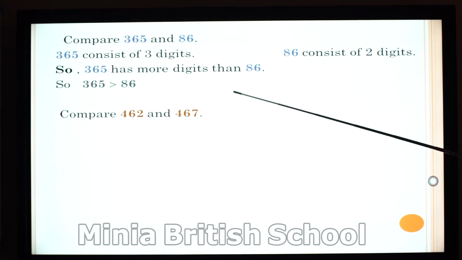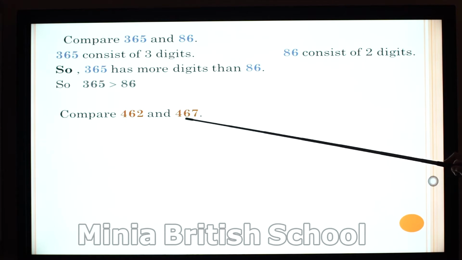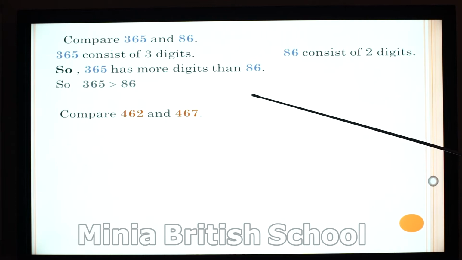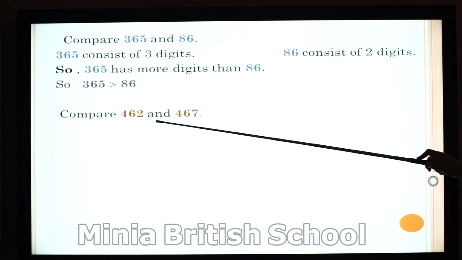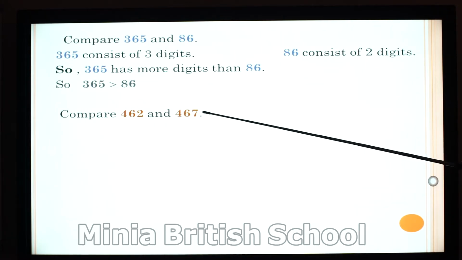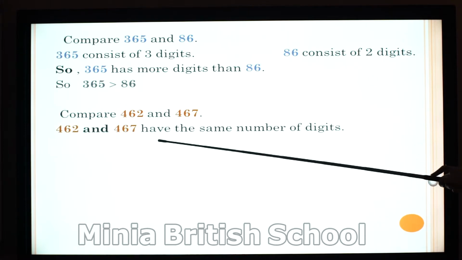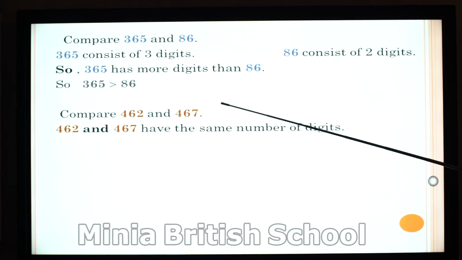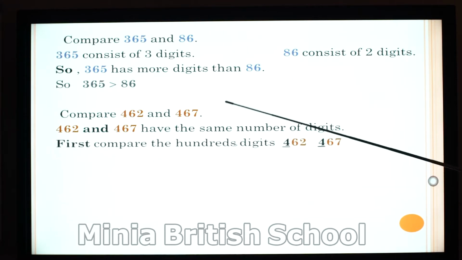Compare 462 and 467. First, you have to count how many digits in each number. Here's 3 digits and here's 3 digits. 462 and 467 have the same number of digits. First, compare the hundreds digits. 4 in hundreds here and 4 in hundreds here. The same.